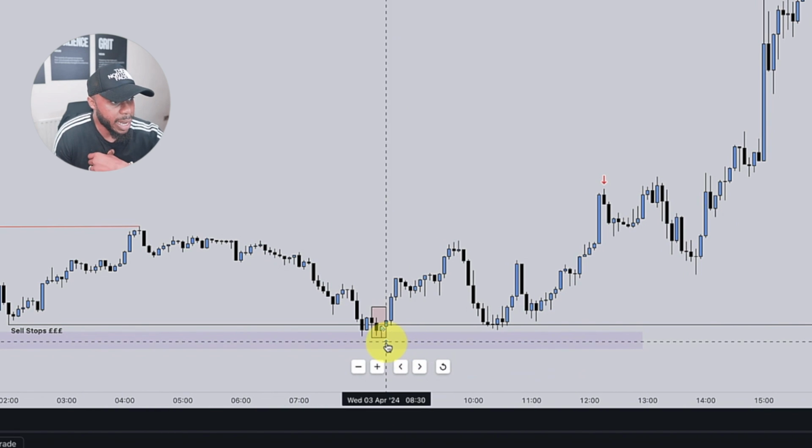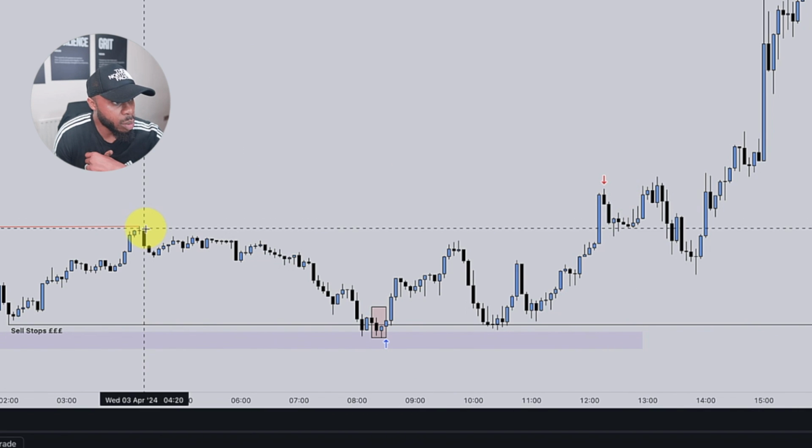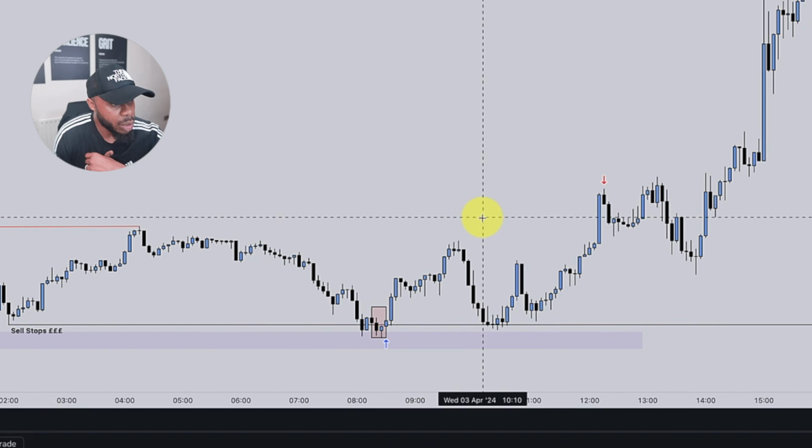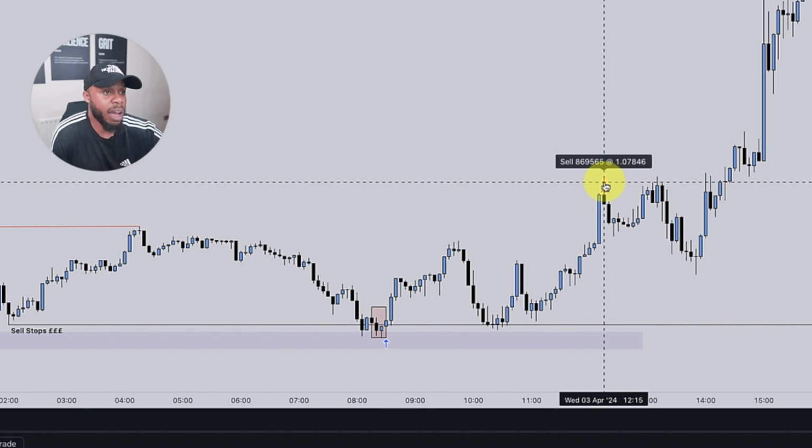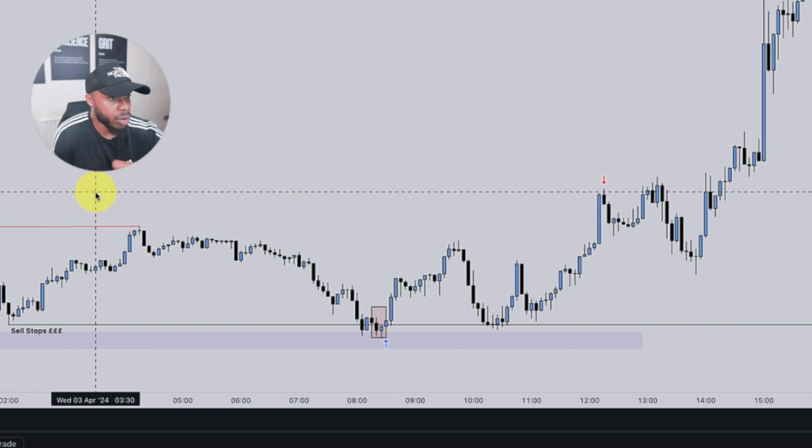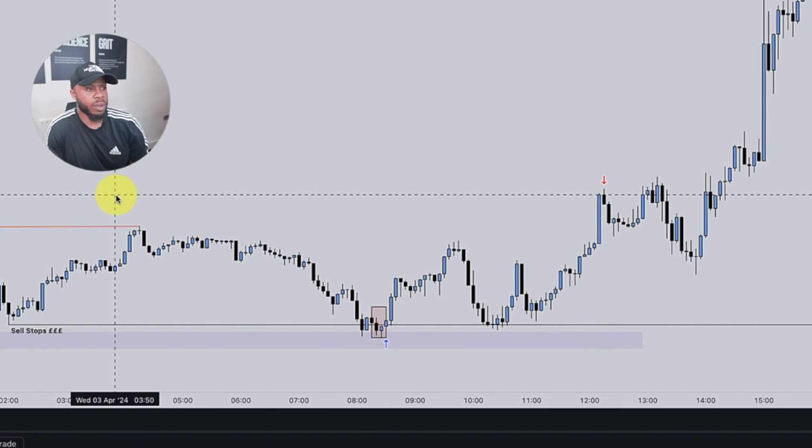You can see this is where I entered when price was in this area of inefficiency. And I took it right to this high, or above the high, not just here. I took it to, I think, around roughly about 5 pips above the high. So roughly about here into these wicks. And then I was done for the day.